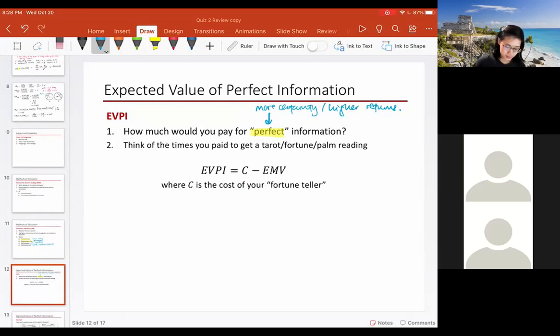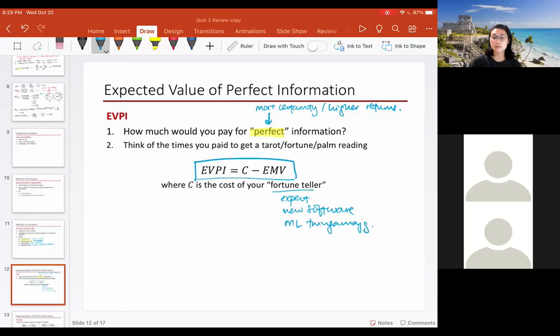So the basic formula is EVPI equals C minus EMV, where C is the cost of your fortune teller or your expert. New software. Machine learning thingamajig. Right? And C is usually the thing that concerns you the most. What you want to find.